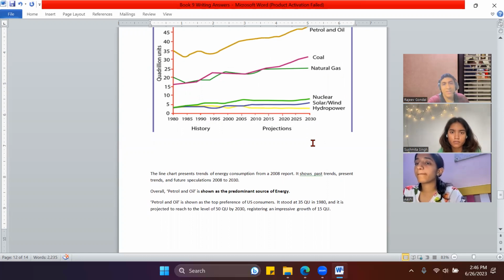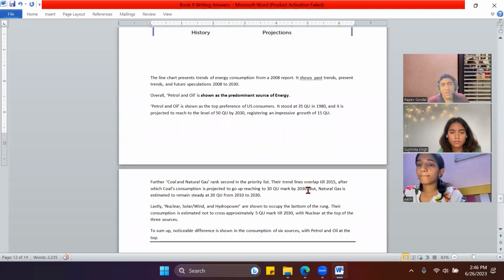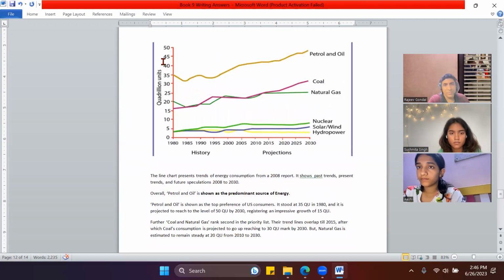And this clubbing is important because you will get marks for this kind of clubbing where you show your ability to summarize the information. Okay. You are not supposed to talk about each of them separately. You can in one line say that their consumption is not expected to reach beyond 5 quadrillion units by 2030. That's it. Because this is more important.